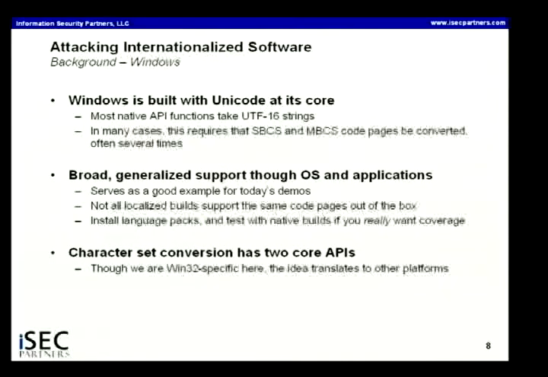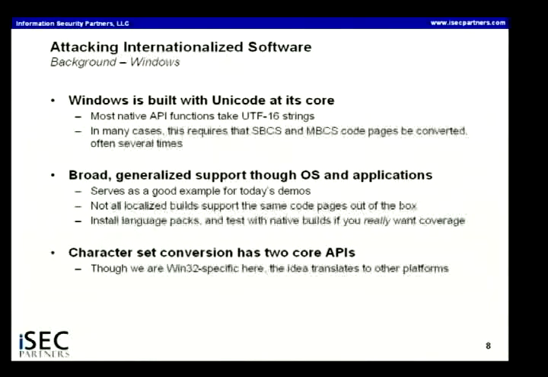So to use a couple of platform examples, and this is just two samples, in Windows: Windows is built with Unicode at its core. Most native API functions take UTF-16 strings. For example, I dare you to try to find the exported function CreateFile. Just CreateFile, for those of you who are familiar with Windows programming. There isn't one, because it is defined at compile time to be either CreateFileW or CreateFileA.